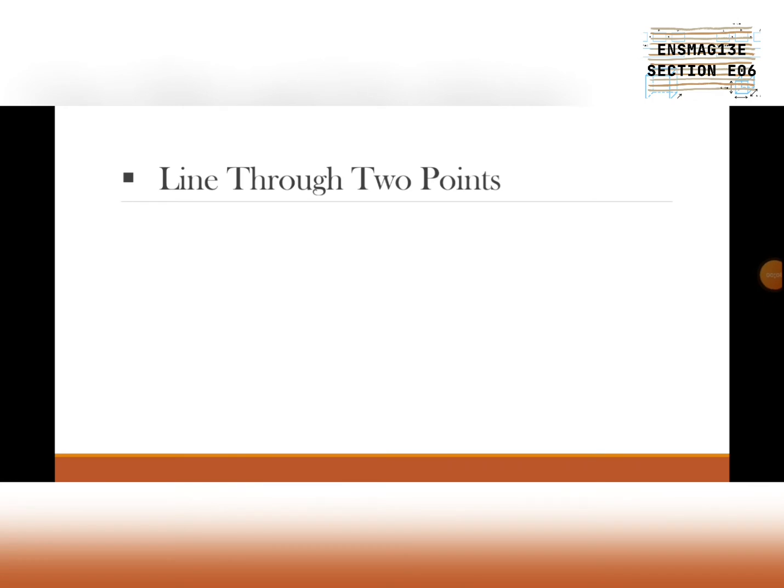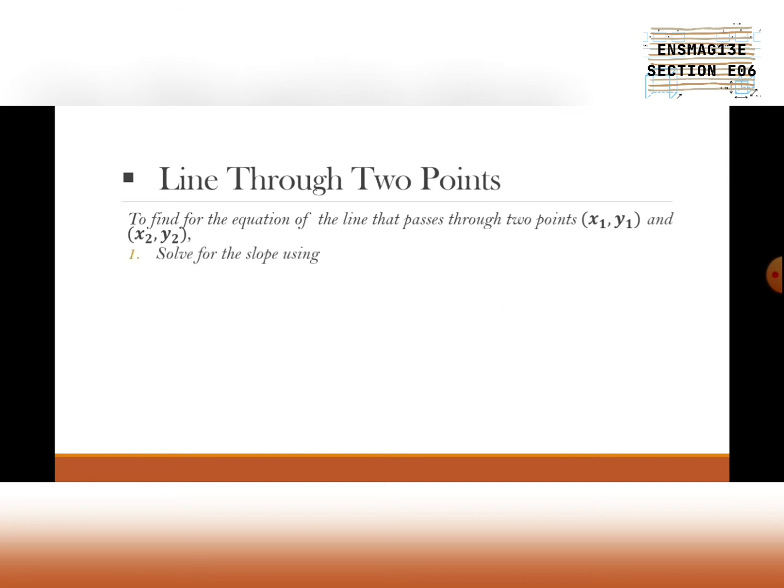Line through 2 points. To find the equation of the line that passes through 2 points, x sub 1, y sub 1 and x sub 2, y sub 2, first, we have to solve for the slope using the equation slope m is equal to y sub 2 minus y sub 1 all over x sub 2 minus x sub 1. Your slope is the rise over the run.